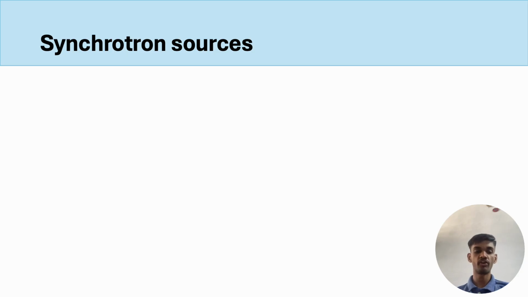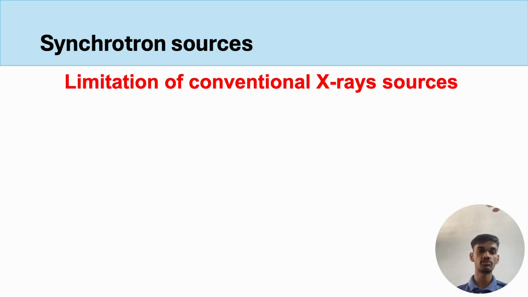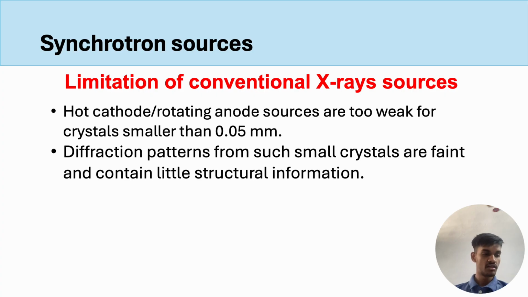Before studying synchrotron sources, we will study why we need synchrotron sources. There are some limitations of conventional X-ray sources. To overcome these limitations, we use synchrotron sources. What are the limitations of conventional X-ray sources? For very small crystals, less than 0.5 mm on the edge, hot cathode X-ray sources are too weak to be used. The diffraction pattern obtained from such a small crystal is so weak that little information about the crystal can be obtained.